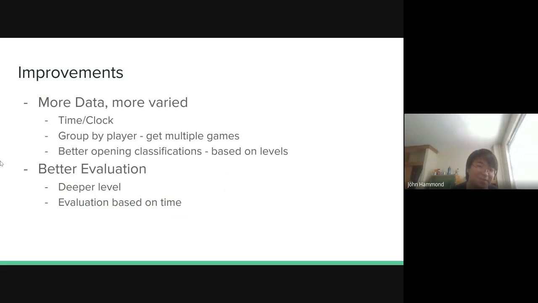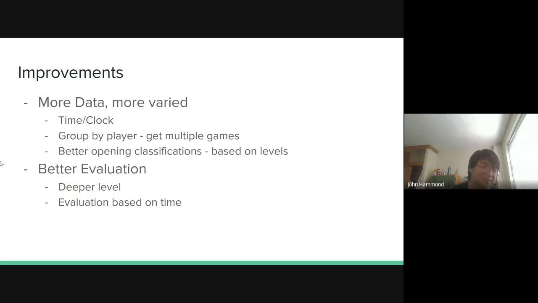Having one game from each player isn't very indicative of their skill level. In theory, we could group it by player and get multiple games per player. And the way I was classifying the openings, it wasn't great. I kind of manually assigned different levels to each of the openings and just gave each of those numbers, but there has to be a better way of doing that. Of course, better evaluation. Again, I only analyzed the first 30 moves, so I could do longer than that. I could do it at a deeper level.